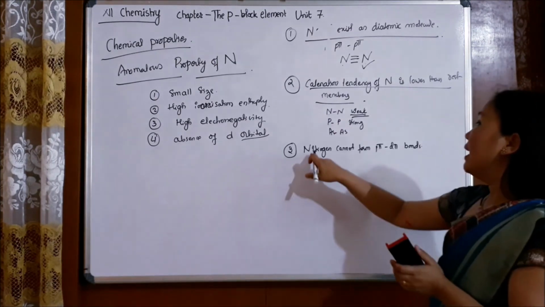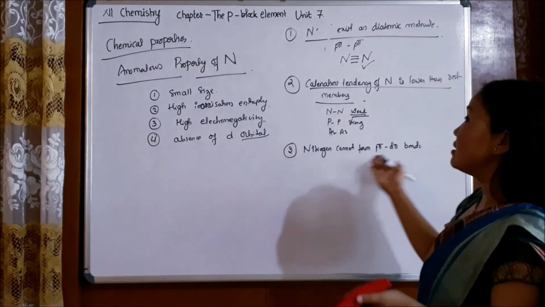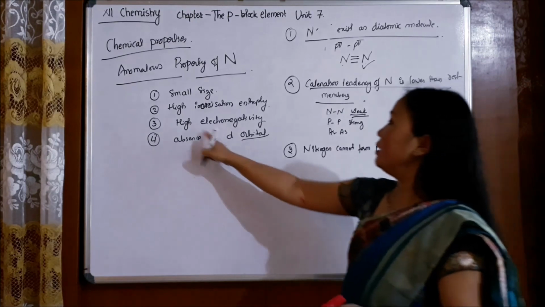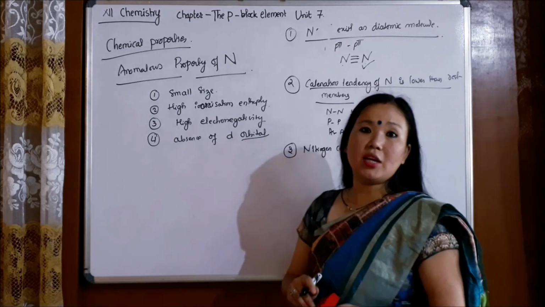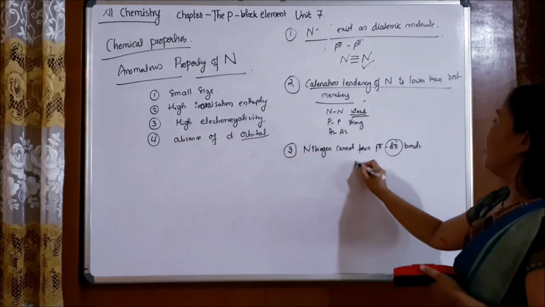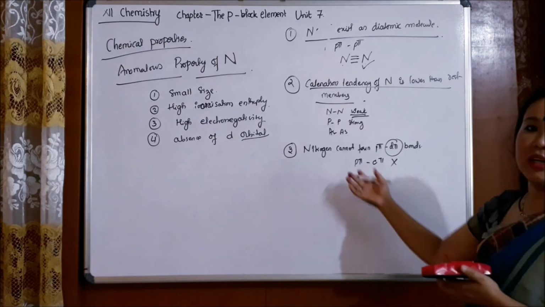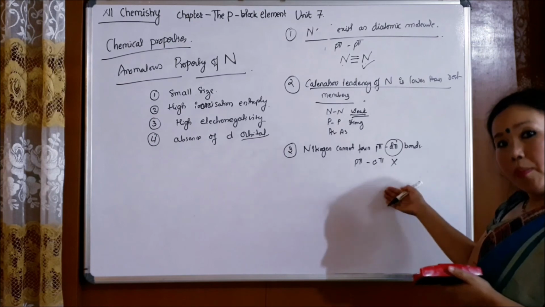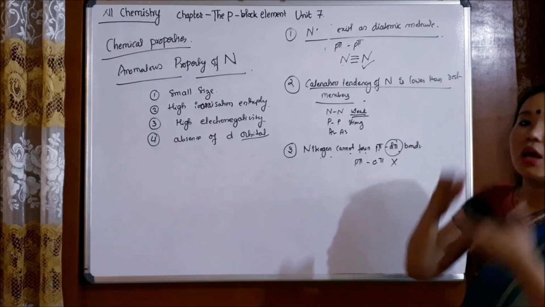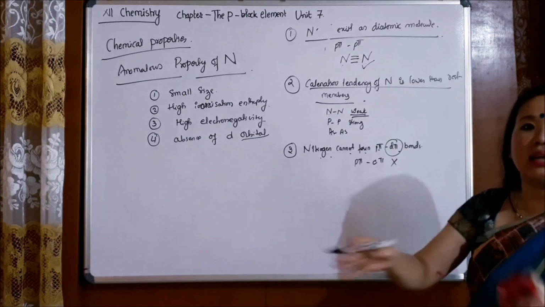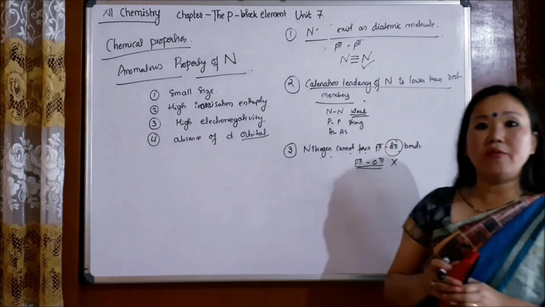Now the third point is that nitrogen cannot form p-pi d-pi bonds. Why? Very simple. It is because of the absence of d orbitals. Since it does not contain d orbitals, there is no possibility of forming p-pi d-pi bonds, whereas the rest of the members, phosphorus, arsenic, antimony, can all form p-pi d-pi bonds. So these are all the anomalous behaviors of nitrogen.